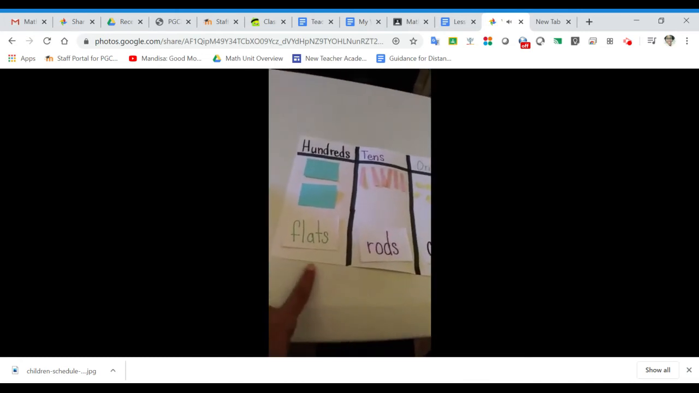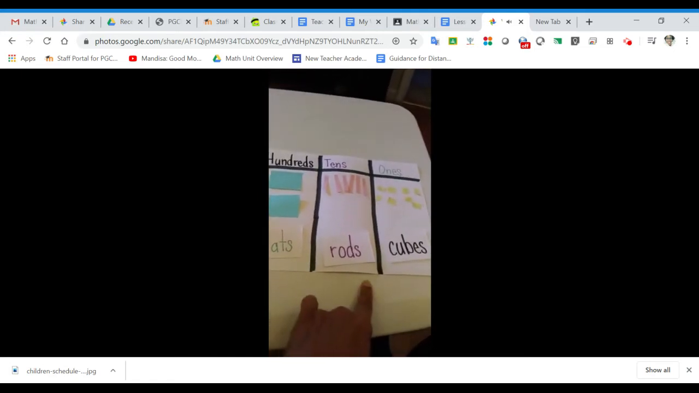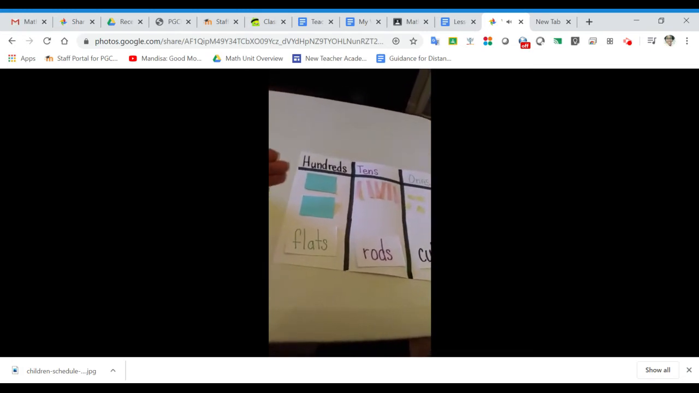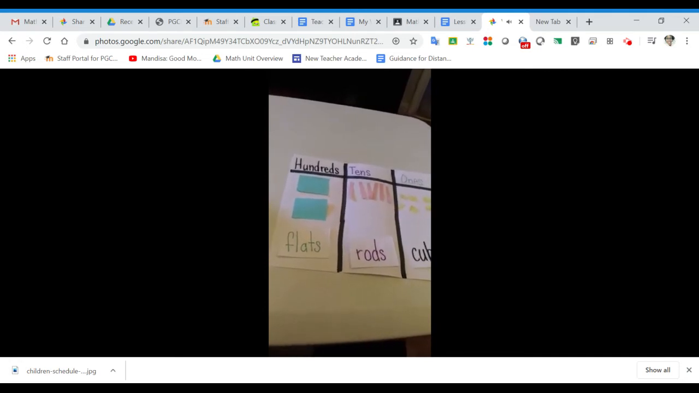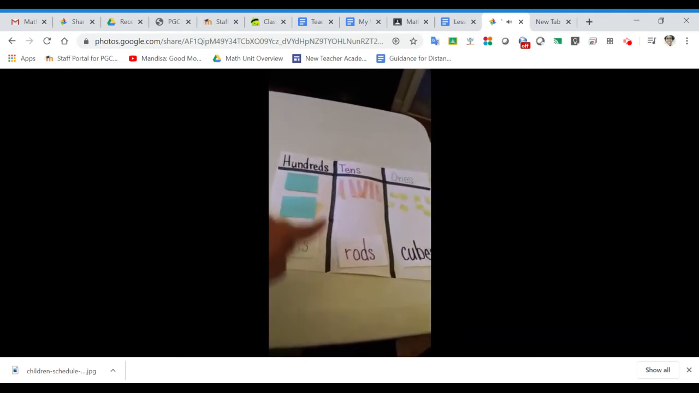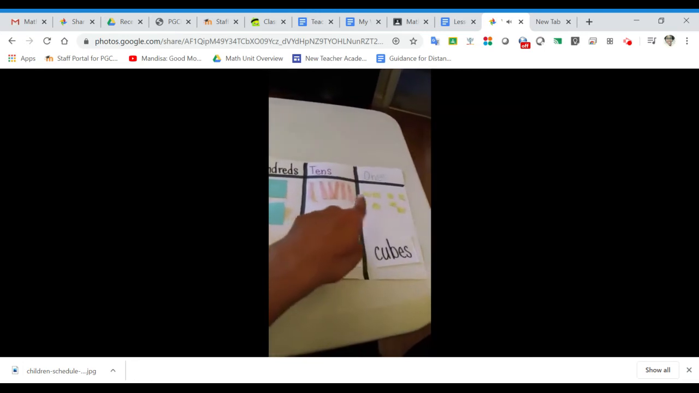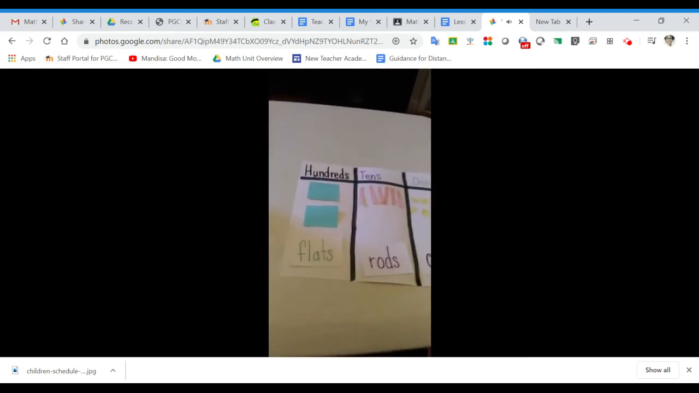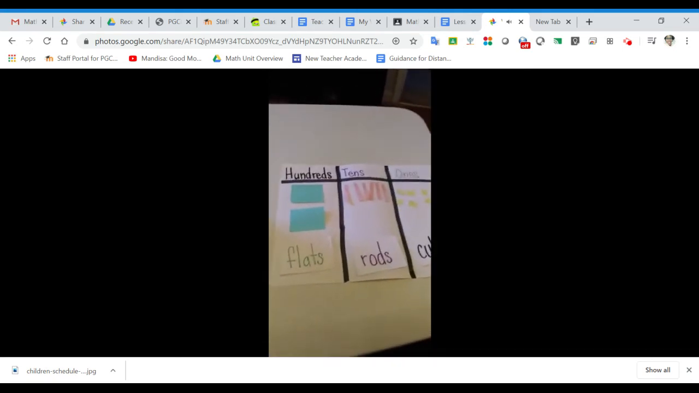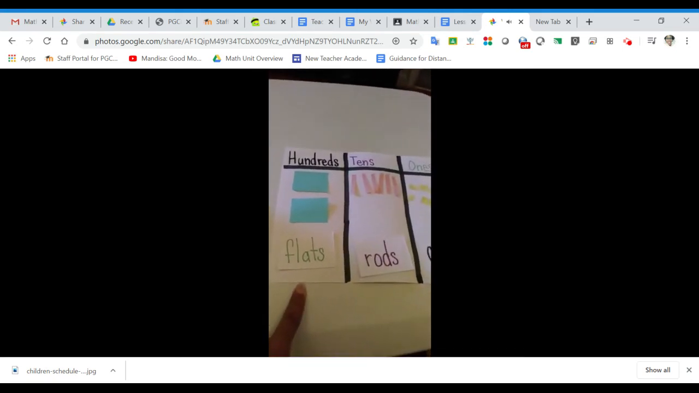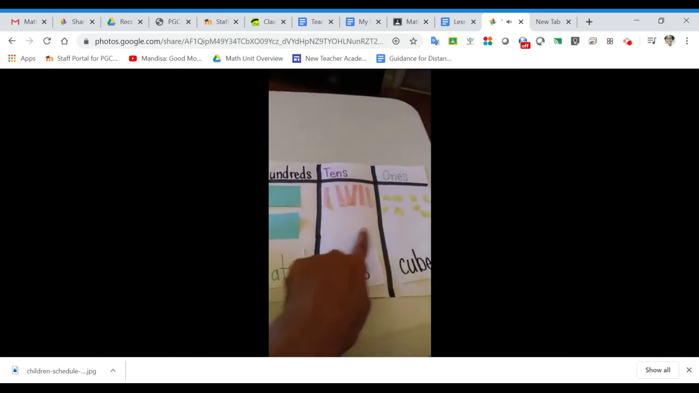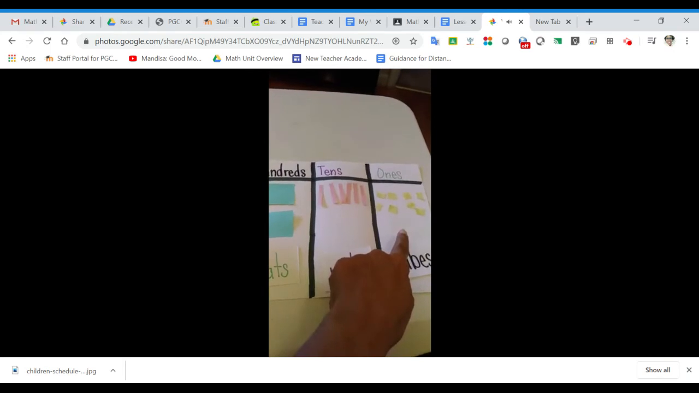So again, we have our flats, rods, and cubes. Looking at the amount of flats in the hundreds place, we see we have 2 flats in the hundreds place. We have 6 rods in the tens place, and we have 8 cubes in the ones place. So what is that number? Let's think about it. How do we say it? 200, or let's just look at the number itself, 268. Is that the way we say it?